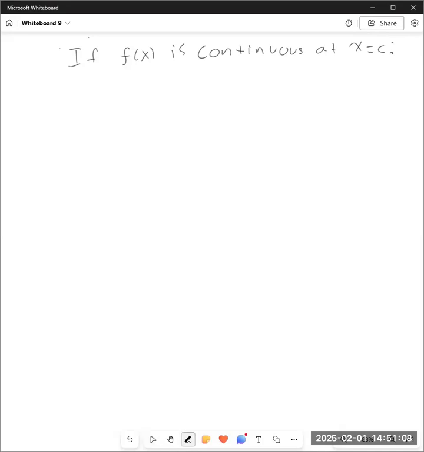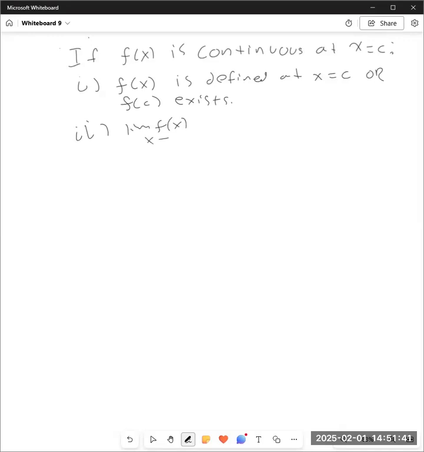This is what we mean. So part one of the definition, f of x is defined at x equals c. You could say that or as f of c exists, right? Part two, the limit of f of x as x approaches c equals L. The limit exists.